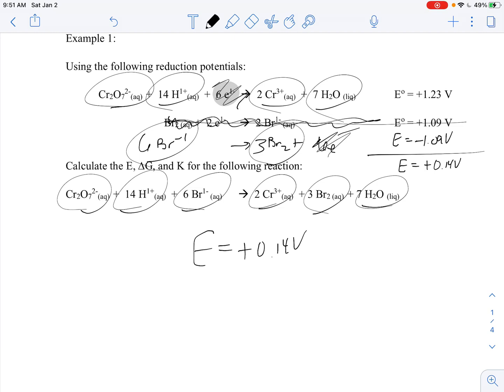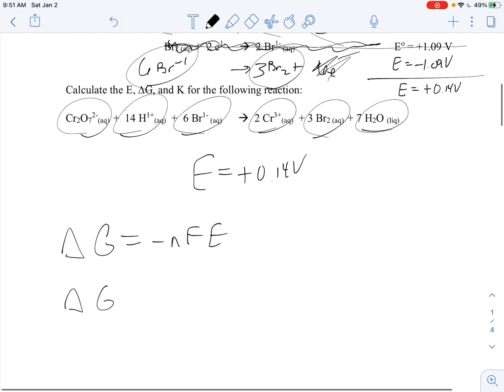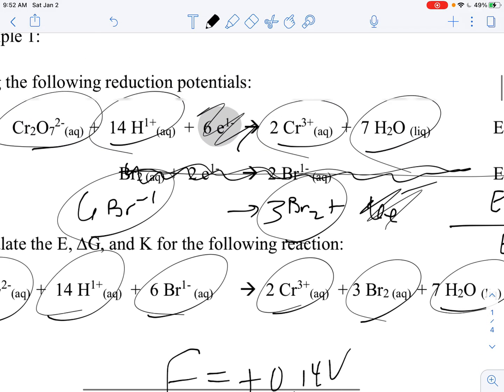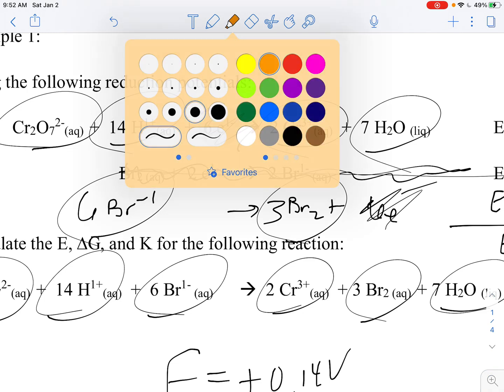Now, because I know that E is positive 0.14 volts, I can calculate delta G and I can calculate K. All I have to do is plug things into that equation. So delta G is going to be equal to negative NFE. So delta G is going to be equal to negative, well, the E is easy, that's positive 0.14. The F is easy, that's 96,485 joules per volt mole. And again, that's volts, so my volts cancel. The only question is in the moles of electrons.